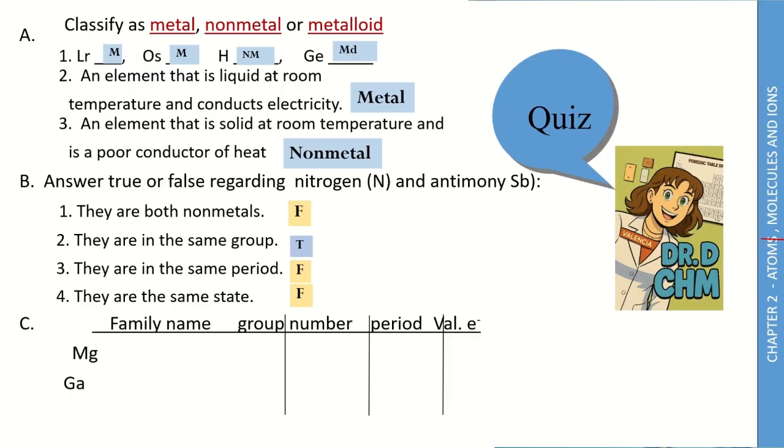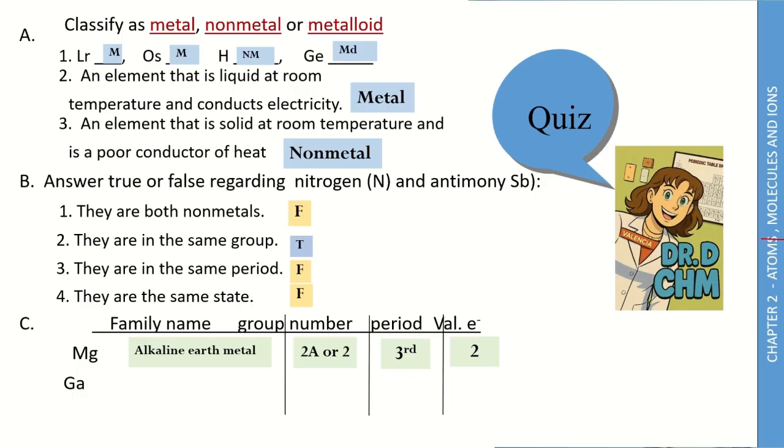So what is that, Mg? That is magnesium, and it is an alkaline earth metal, right? So I have it in group 2. The old periodic table says 2A and the new periodic table says 2. And it is in period 3. And the valence electrons: if it is in group 2, it has 2 valence electrons.